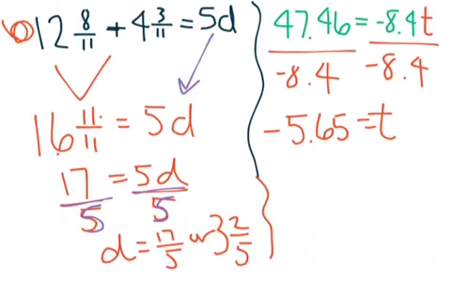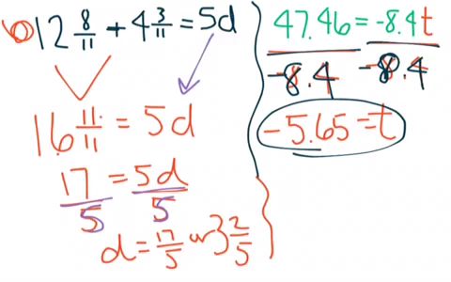Over here we have 47.46 equals negative 8.4t. This is a multiplication equation, so we needed to divide by 8.4 in order to isolate the variable t. You're more than welcome to type this in your calculator. But remember, on a test, you'll have to show your work, so you'll have to know how to divide by decimals. But on your homework, I don't mind if you use a calculator. So when you put that in the calculator, you'll get negative 5.65 equals t.